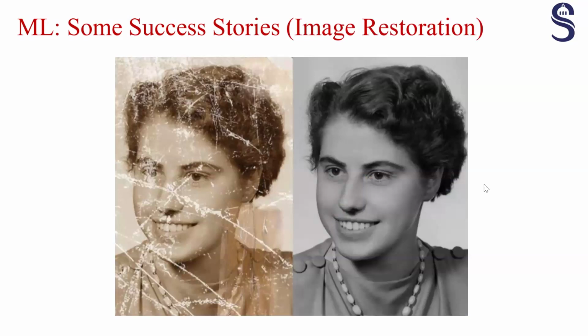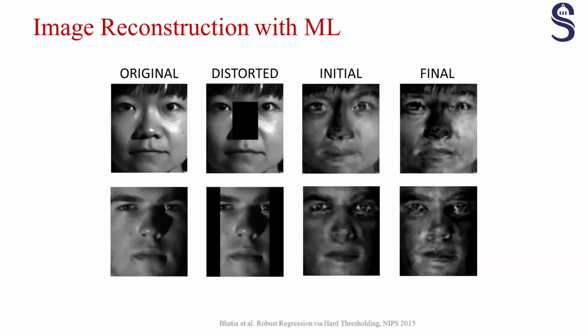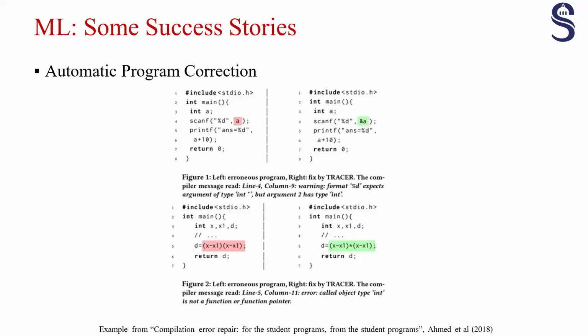Some success stories in terms of image restoration can be applications of machine learning. You can see the old image, and there are new images which have been built. Also image recognition: if the image is not very clear, or it is turned, or some parts of the image are missing, you can still get an idea about the image.